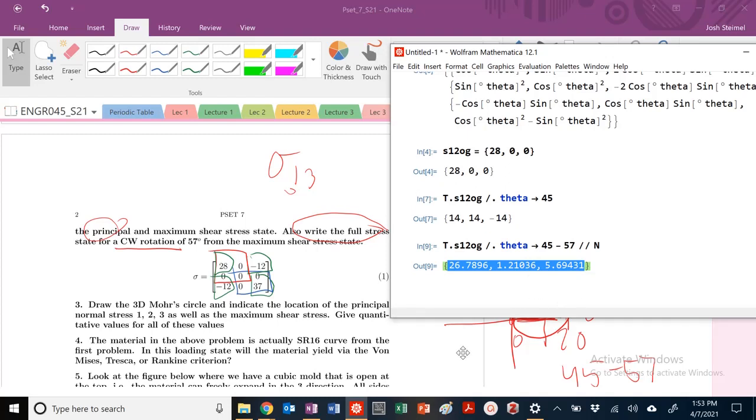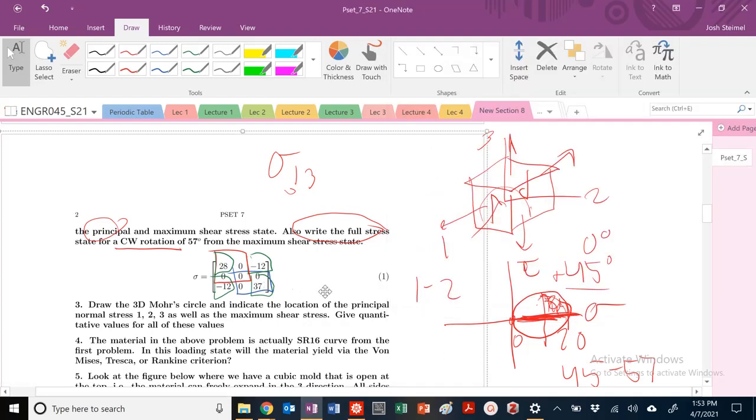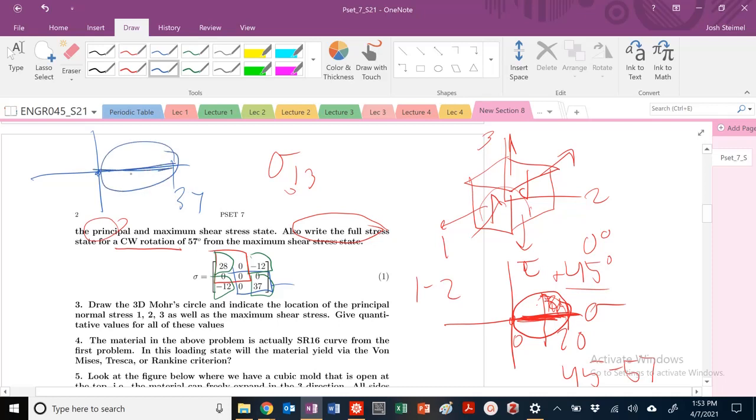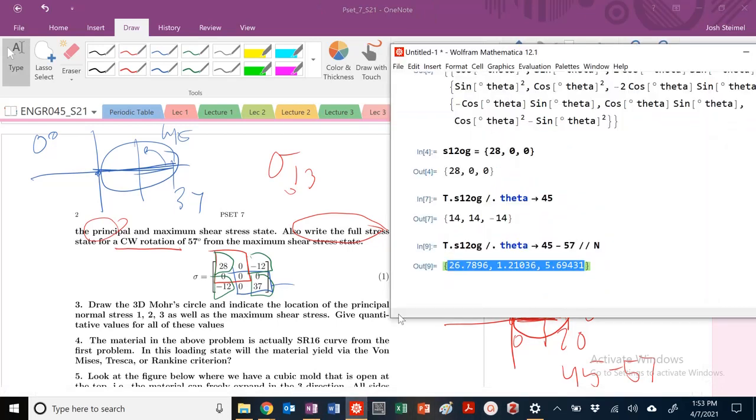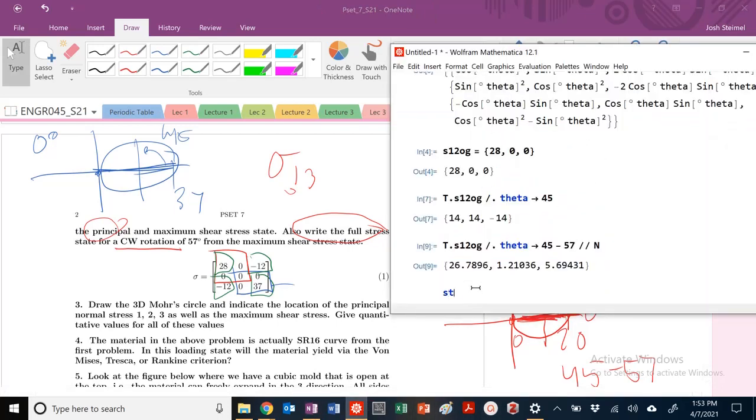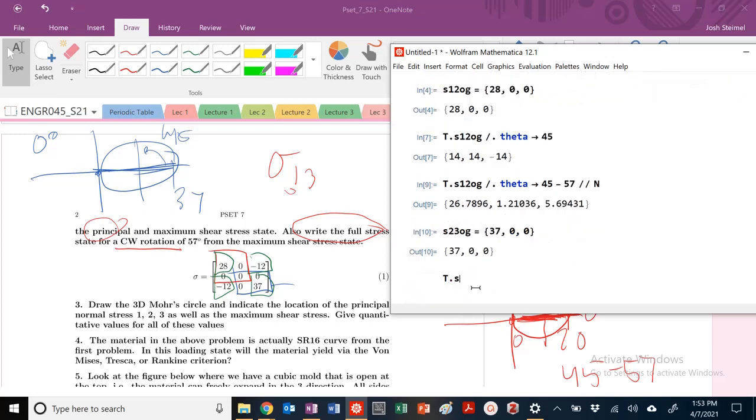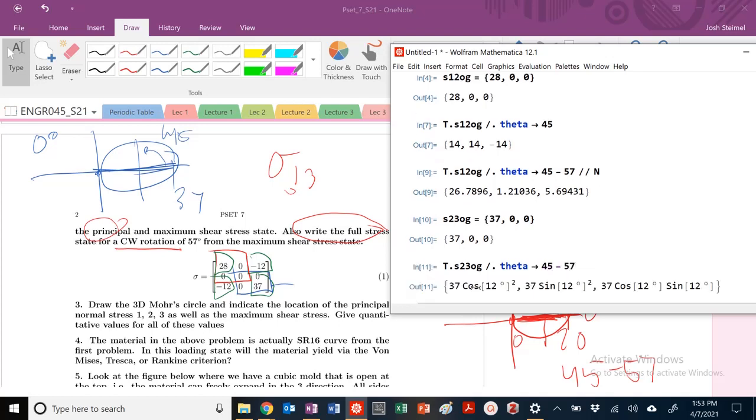And you do the exact same thing for my 2-3 plane, my blue here. It's a very similar type of solution. So 37, 0. Here's my circle. What's the rotation to get to principal? 0. I'm already there. What about maximum shear? 45. So counterclockwise, positive. Clockwise, negative. So I'm just going to do the exact same thing. S23 OG equals 37, 0, 0. Let's do T dot S23 OG /. theta goes to 45 minus 57. Let's look at that. And there we go.